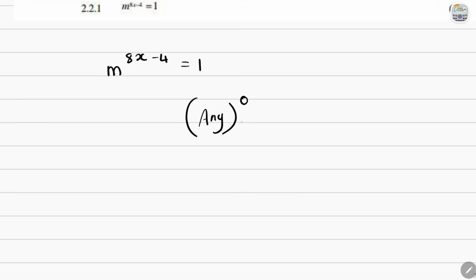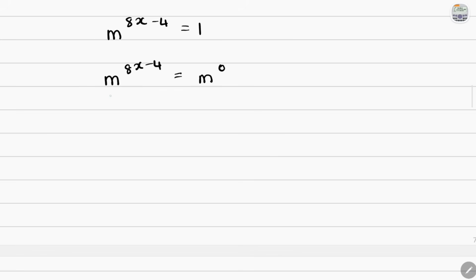So that means to solve for this exponential equation, we can still make the bases the same. So this is m to the power of 8x minus 4. And we can just call this m to the power of 0 because it will still give us 1. Okay, so there we go. The bases are exactly the same. To ensure that this equation is true, the left is equal to the right, then make the exponents equal. So 8x minus 4 is equal to 0.